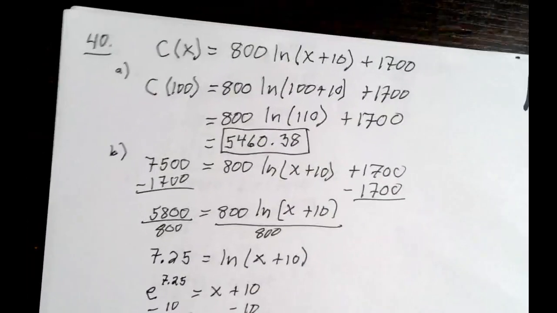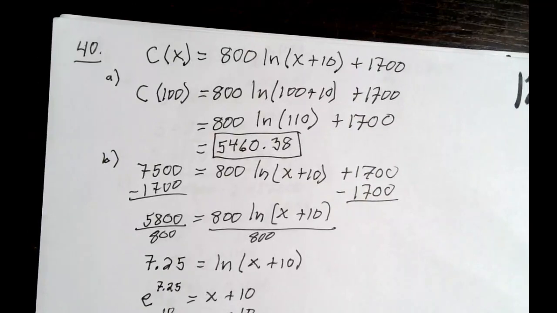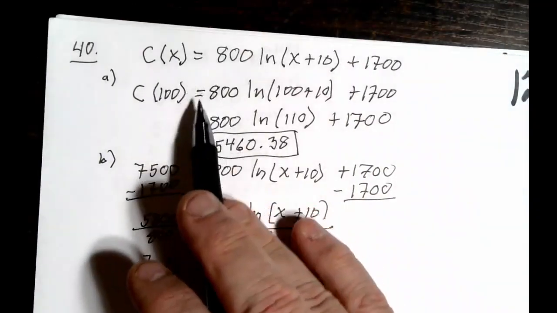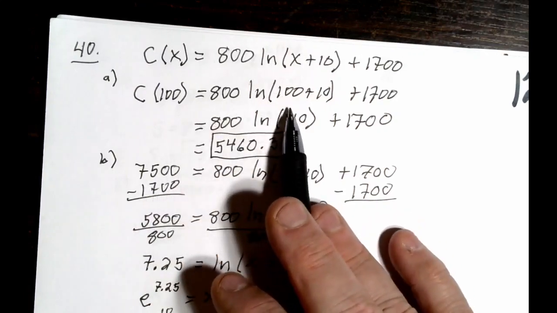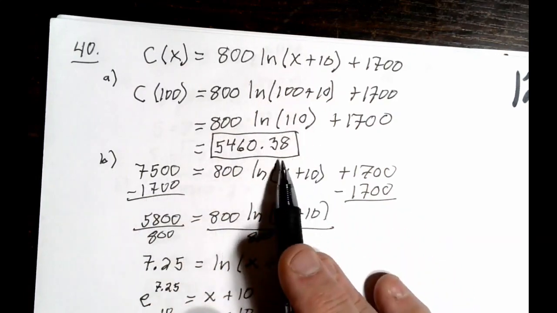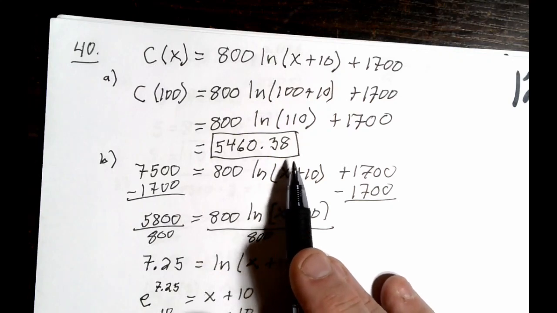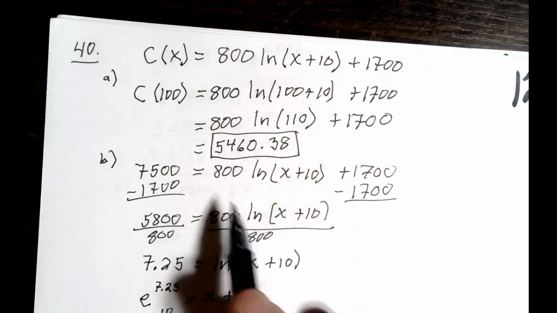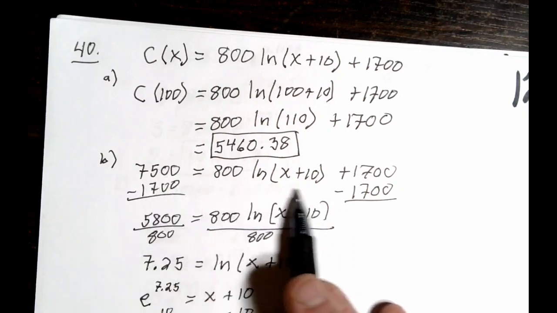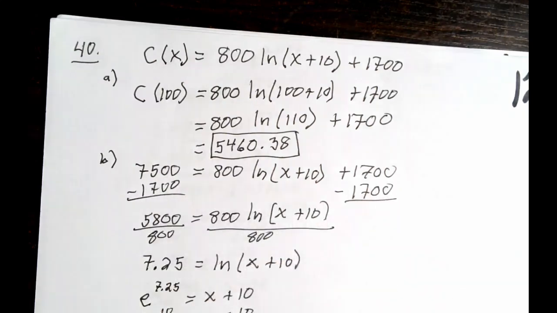Number 40, they give you a cost function. Okay, and they say find the total cost of producing 100 units. So you plug in 100 for x and you crunch it down and you get 5460.38. Then producing how many units will give a total cost of 7,500? So now you say 7,500 equals this, and you want to figure out what x is.